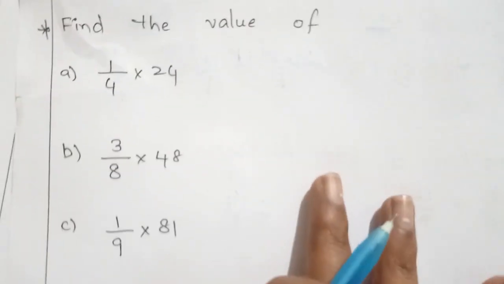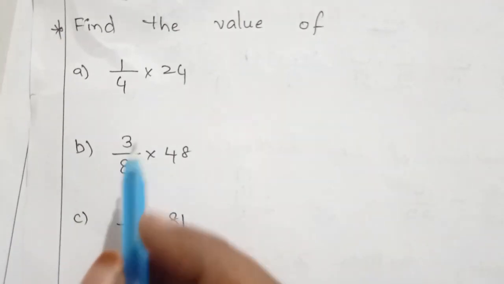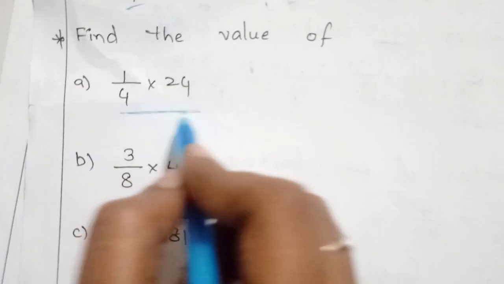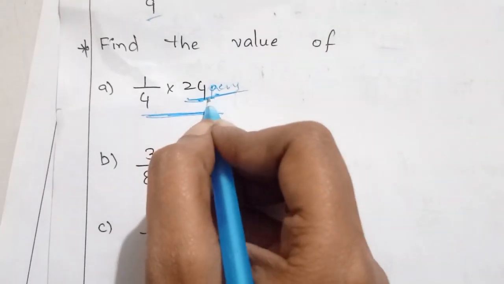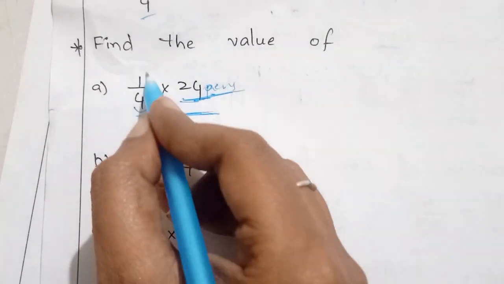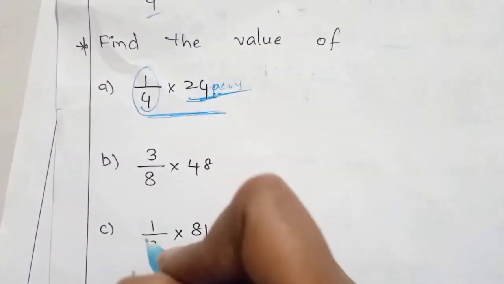Okay. Right. Very small exercise is there. Find the value of this type of questions. What is the meaning of this question? Try to understand it. So here I have 24 pens. I want to give 1/4 of my pens to someone.